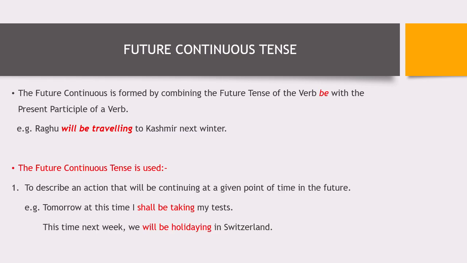Future continuous tense. The future continuous is formed by combining the future tense of the verb be with the present participle of a verb. For example, Rahu will be traveling to Kashmir next winter. The future continuous tense is used: 1. To describe an action that will be continuing at a given point of time in the future. For example, tomorrow at this time, I shall be taking my tests. This time next week, we will be holidaying in Switzerland.